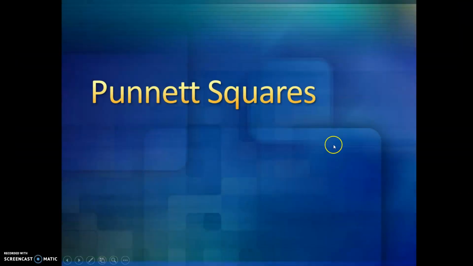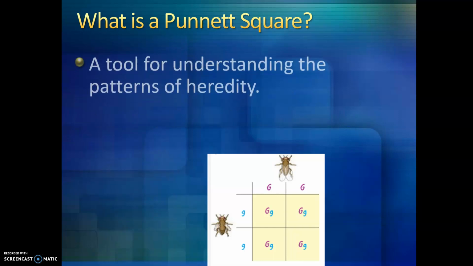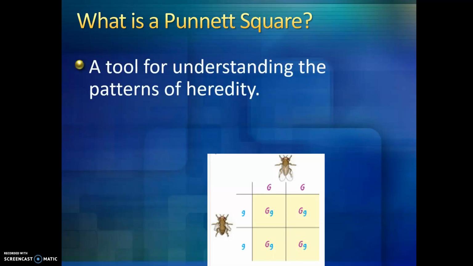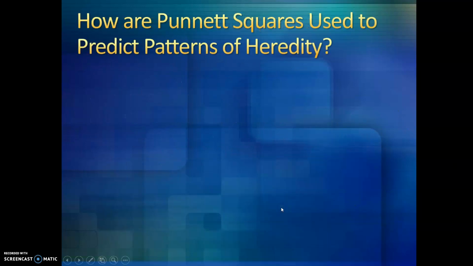Okay, today we're going to talk about Punnett squares. So we learned a bit about heredity, and now we're going to learn how to calculate what that heredity could be. A Punnett square is a tool used for understanding the patterns of heredity. It's a way that we can calculate what offspring we might get from two parents. It's a graphic used to predict the possible genotypes of the offspring, and from the genotypes, we can figure out what it would look like, which would be a phenotype.